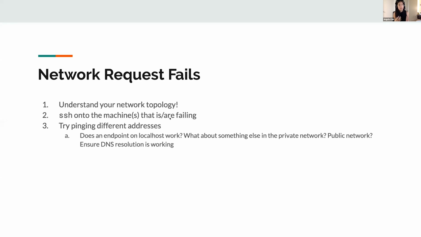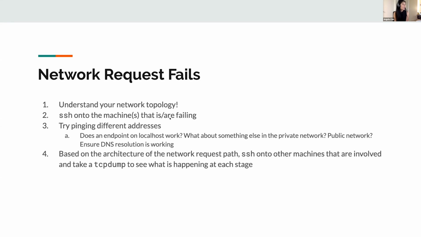I also would validate that DNS is working because the number of times that DNS has actually been the problem is pretty surprising. And then assuming that network connectivity is working, then based on the architecture of the network request path, I would SSH onto the other machines that I have access to that are involved and take a tcpdump to see what's happening at each stage.